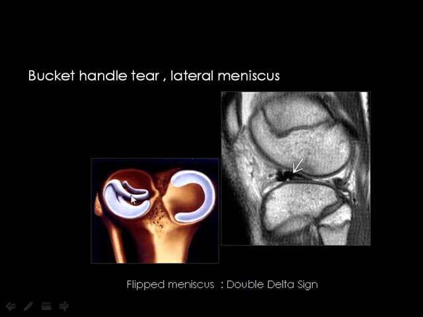The posterior horn is no more at its site. It is displaced anteriorly. Then if you look to the knee, you will see both horns in the anterior aspect. The posterior and the anterior horn are both on the anterior aspect. This equals bucket handle tear of the lateral meniscus. It's an easy diagnosis compared to the medial one.